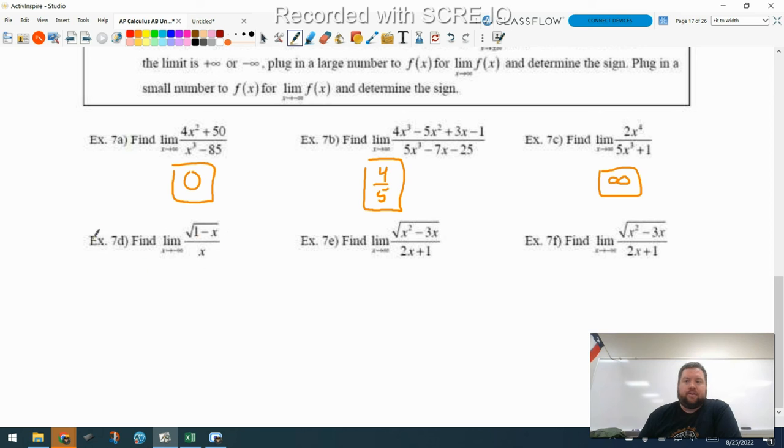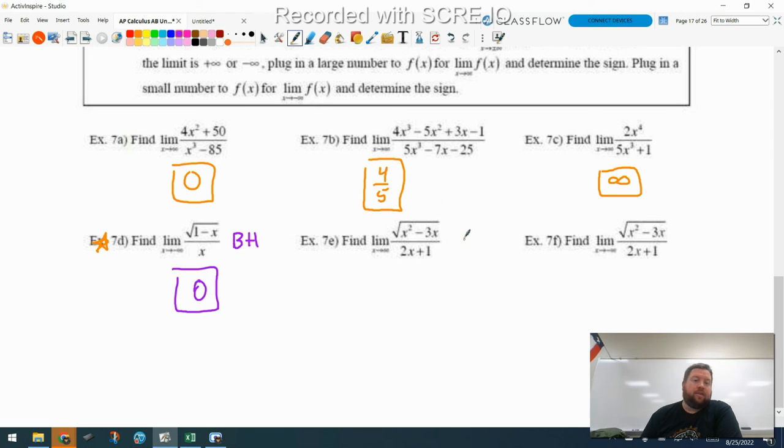This one's top heavy. It's going to infinity, so infinity. All right, this one's kind of a tricky one. This one's a little bit new. So is it top heavy, bottom heavy, or balanced? Okay, well, hopefully you know that the square root is a 1/2 power. So this is x to the 1/2. This is x to the 1. 1 is bigger than 1/2. This is bottom heavy, so that means this is equal to 0.